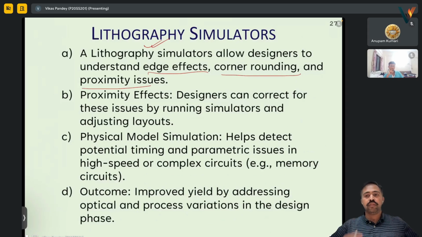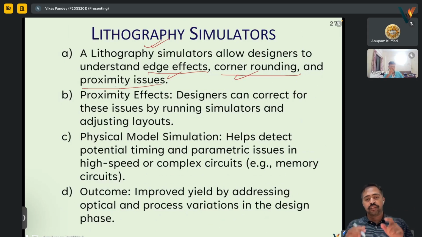So we have learned about lithography a lot, and we talked about that lithography is a major process in the whole micro and nanofabrication. Lithography is one that uses a lot of resources, and a lot of time and money is put into it. So there we talked about edge effect, corner rounding, and proximity issues. All these are built into our lithography simulators.